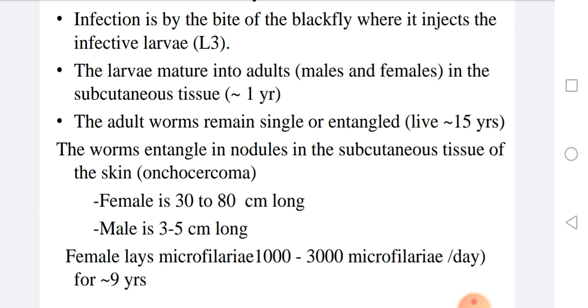The males and females mate, and the females lay microfilariae. Microfilariae are larvae. So the worm does not lay eggs. It lays microfilariae or larvae. The female lays about 1,000 to 3,000 microfilariae per day, and this may continue for a duration of 9 years.